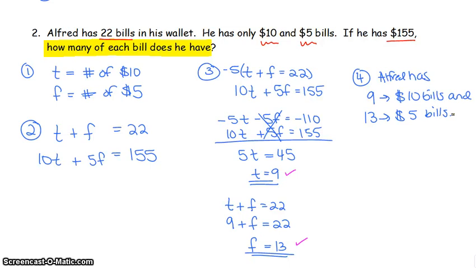You can choose whichever variables you want. You don't have to use T and F. You could have used X and Y. You could have used A and B. So you don't have to have step 1 be the same. Everyone's step 1 can be different. That's why you have to define what your variables are, because you can use whichever variables you want.